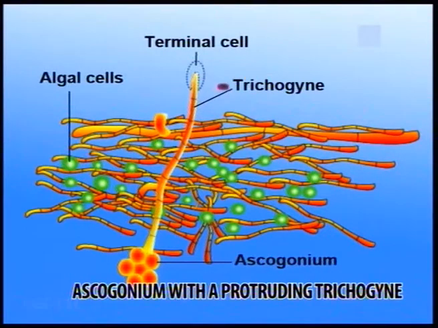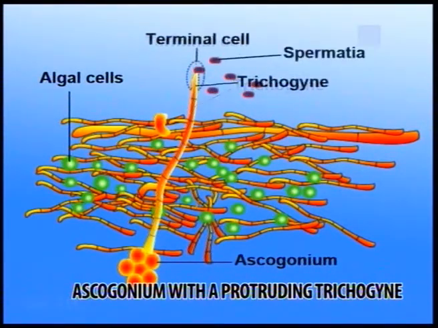Fertilization in lichens. Spermatia adhere to the gelatinous wall of the projecting terminal cell of the trichogyne. At the point of contact, the intervening walls of the spermatium and the trichogyne dissolve. The contents of the spermatium migrate through the pore into the trichogyne.